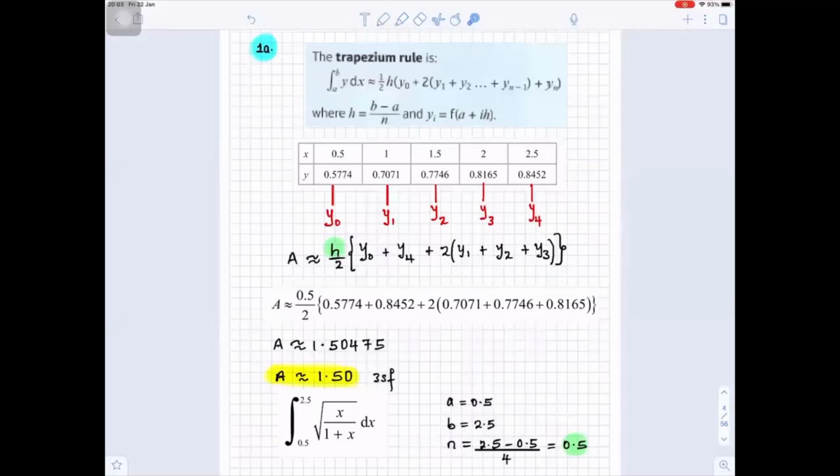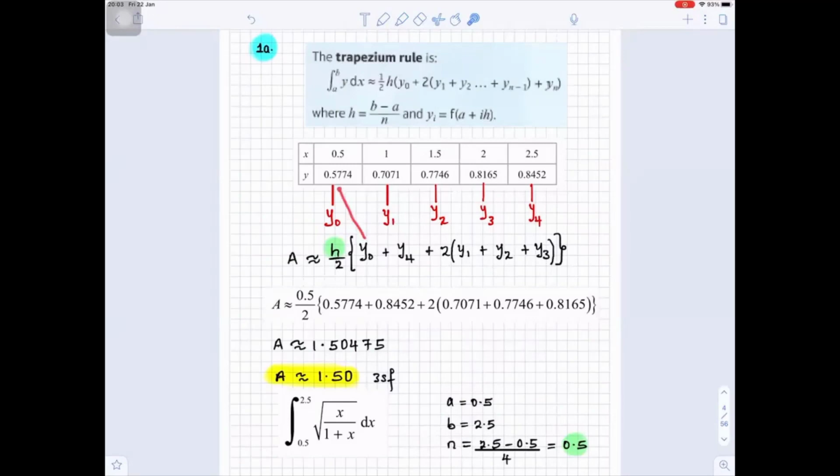So we're going to use the trapezium rule formula. I've put the formula at the top there. So we're going to identify the first number y0, y1, y2, y3, y4. And we're going to use the trapezium formula where we would have h divided by 2 and curly brackets y0 plus y4 plus 2 times y1 plus y2 plus y3.